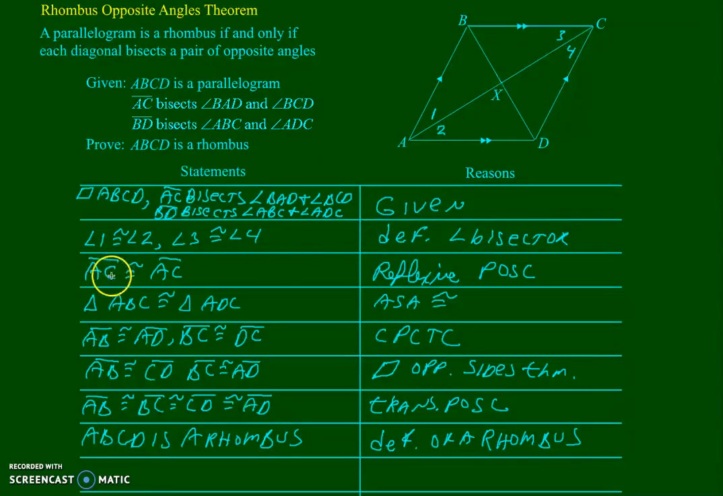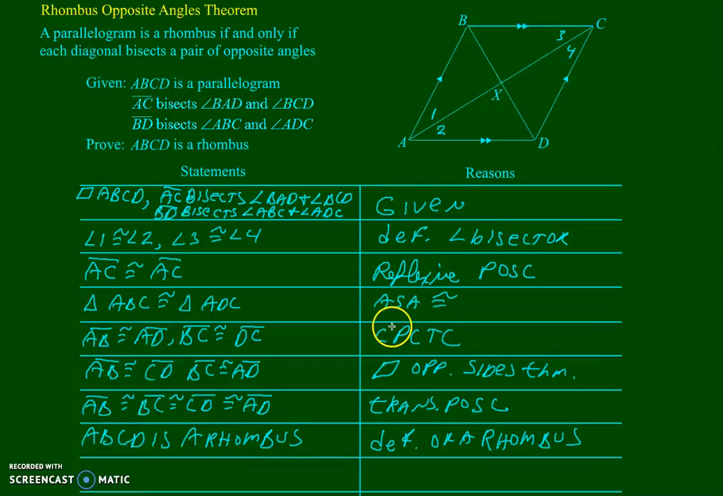Next, we say that AC is congruent to AC. AC is congruent to itself by the reflexive property. You've seen this pattern over and over again. Then, we know now that triangle ABC is congruent to ADC by angle, side, angle. So we have this angle, this side, this angle, this angle, this side, and that angle. So it's angle, side, angle, angle, side, angle.